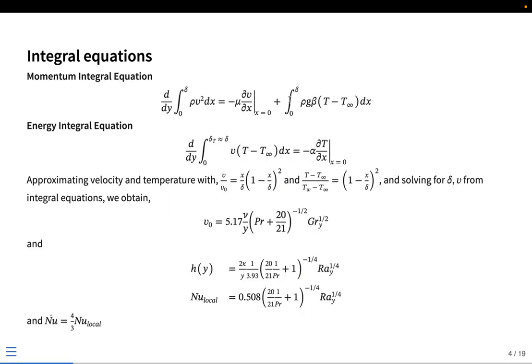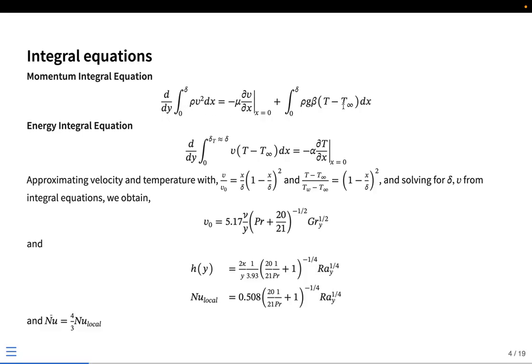So with these assumptions, we will briefly state what the momentum integral equation is. This is very similar to what we had previously for forced convection flows, except for this additional term that we are getting. This is the driving force that arises because of the temperature difference between the wall and the surrounding fluid. So all we have to do is d/dy of the integral from 0 to delta, so the process is similar.